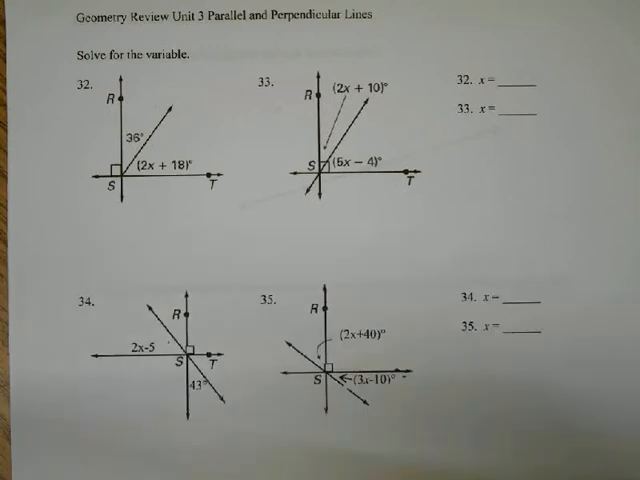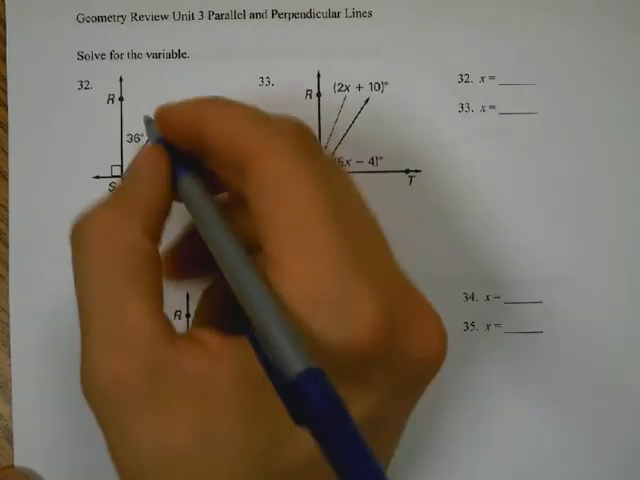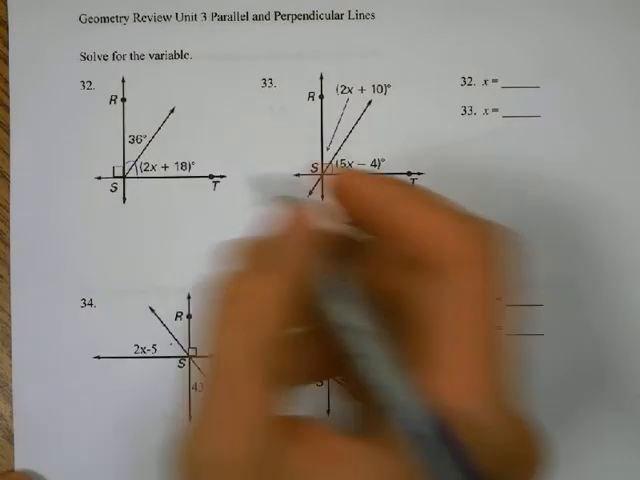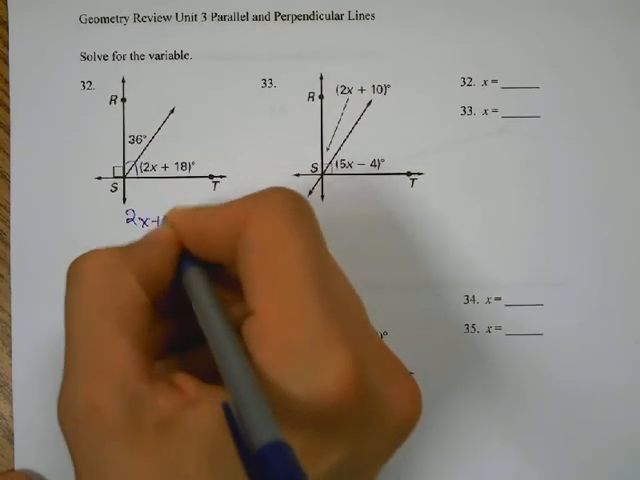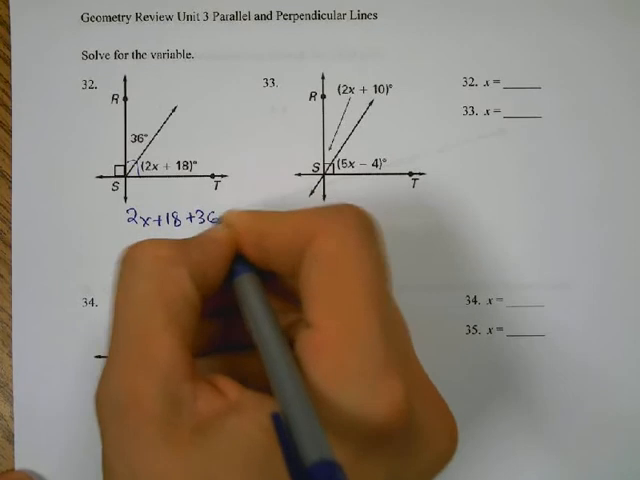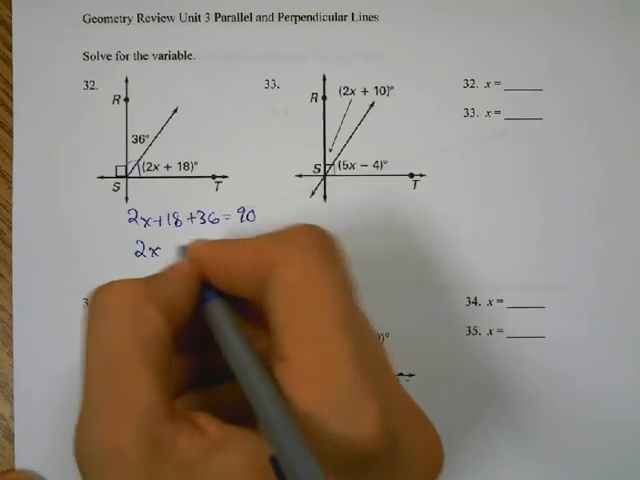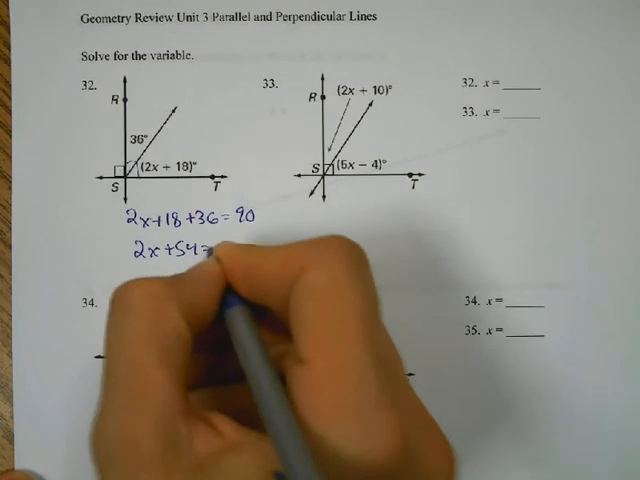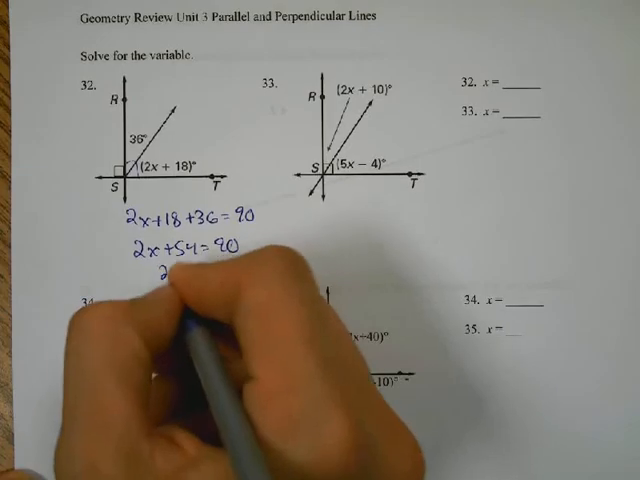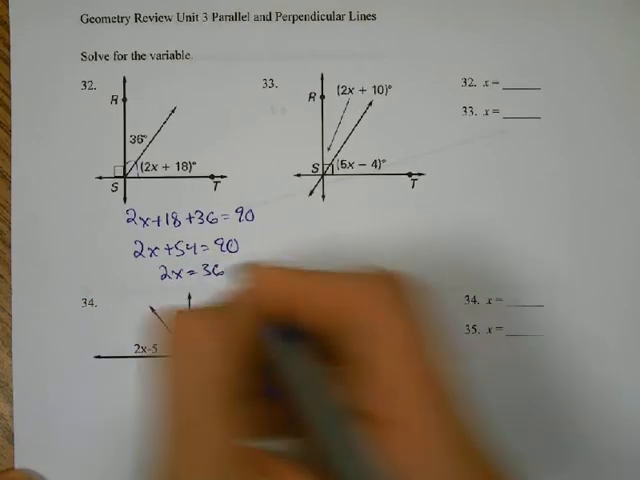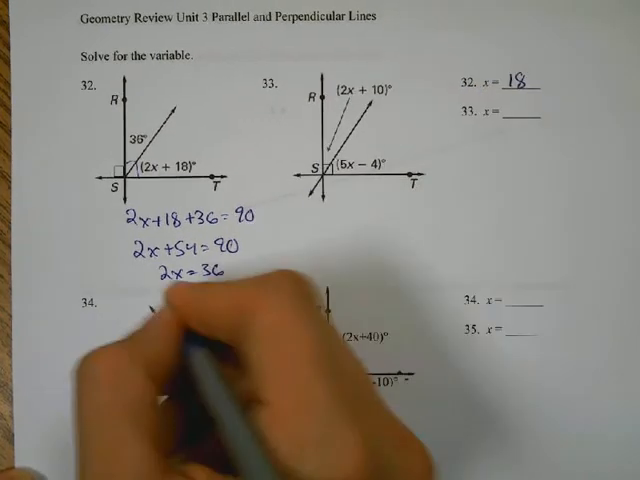Alright, next page, solve for the variable. This is going to be a 90-degree angle. So I've got 2x plus 18 plus 36 is going to equal 90. I've got 2x then, what is that going to be, 54? Plus 54 is equal to 90. Pull the 54 from both sides. 2x is going to be equal to 36. So that means x is going to be equal to 18 once we pull that 2 out.